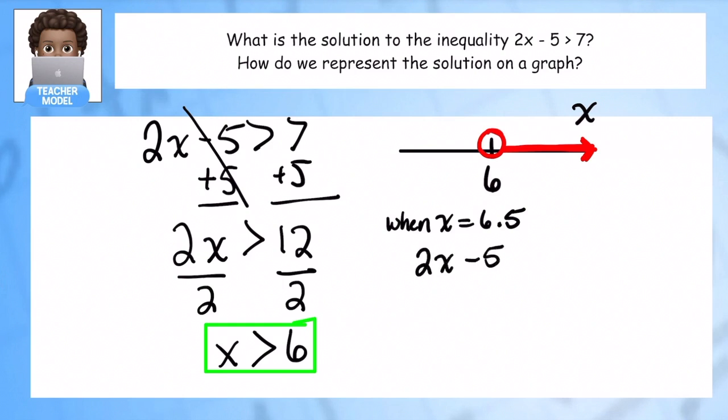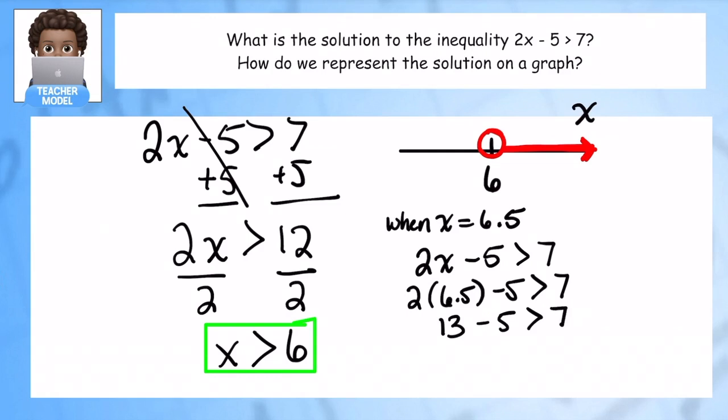So 2x minus 5 is greater than 7. I'm going back to my original. 2 times 6 and 5/10 minus 5. And 2 times 6 and 5/10 is 13. So 13 minus 5 is greater than 7. And it is true. 8 is greater than 7. So we once again have a valid solution. Hit pause, Math Marvel, so you can jot this down in your notes.